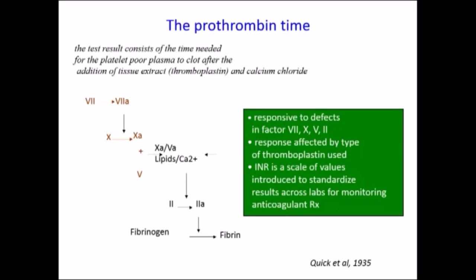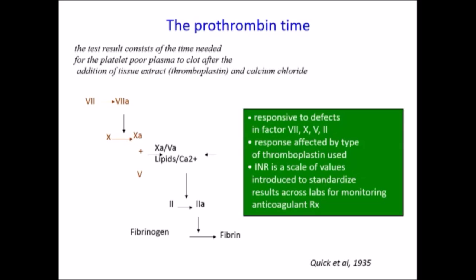essentially leverages the extrinsic pathway of the coagulation cascade, which is factor 7 and factor 10, which gets activated, and then in the presence of factor 5, activates prothrombin, which is factor 2, to activated prothrombin, and then thrombin, which is 2A. This thrombin generation converts fibrinogen into fibrin. So it is responsive to defects in the extrinsic pathway, factors 7, 10, 5, and these are all made in the liver, thus a liver function test.